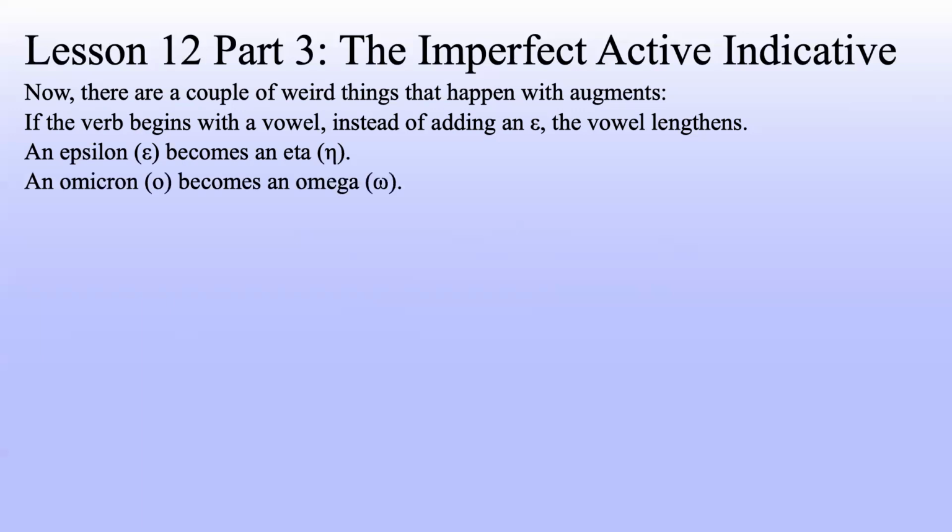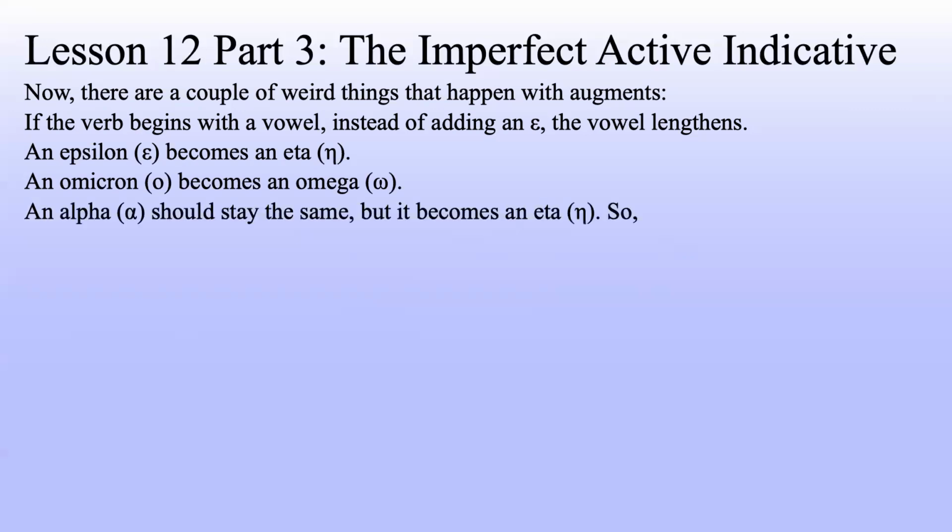An omicron is going to become an omega. Now, an alpha should stay the same, because alpha is both a short and a long vowel, but alpha is a little bit funny. Sometimes when it's supposed to lengthen, it actually becomes an eta, and that's what it does here. So you'll notice both an epsilon and an alpha become an eta, and an omicron becomes an omega. Iota stays the same and upsilon stays the same, and that makes all 7 of our vowels. So ago, the stem of which is ag, the O is for the first person singular, ago becomes agon. The alpha lengthens into an eta.